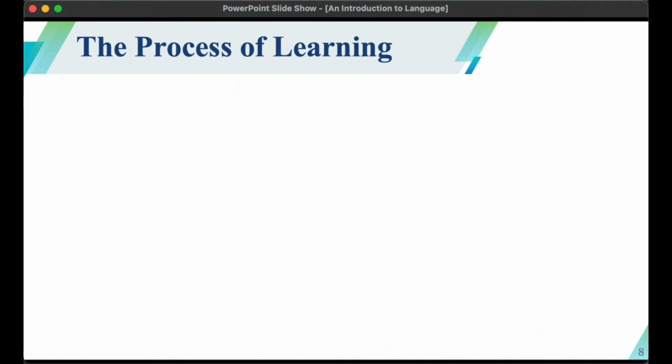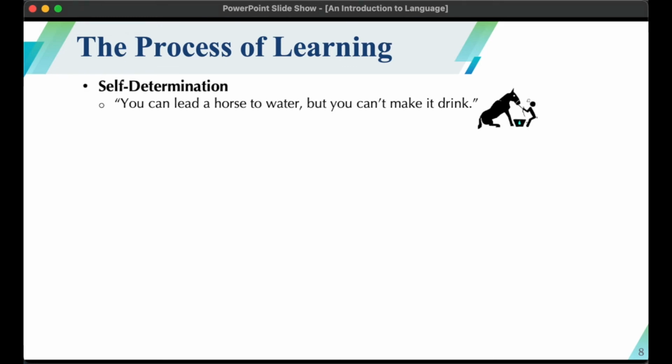One last slide on the process of learning, specifically with some useful take-home metaphors and concepts. First, self-determination. You can lead a horse to water, but you can't make it drink. Meaning, the teacher can guide you, give you exposure, information and explanations, but in the end, your learning is in your hands. A main goal of education in class is for you to become an autonomous learner. A similar quote states, the teacher can open the door, but the student has to walk through it.